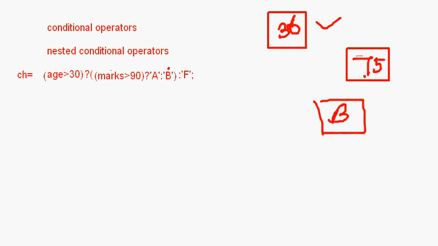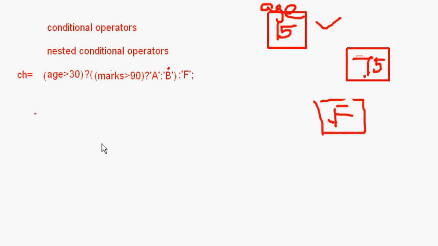Now one more change I'll make here to show you this. Now supposing the age we write as 15. Now age is greater than 30? No, it is not. This is age, right? It is not greater than 30. So it will not come to this part at all. It will come to this part which is after this colon, which is F. So this character variable will store the value F. So this is how the nested conditional operators work.